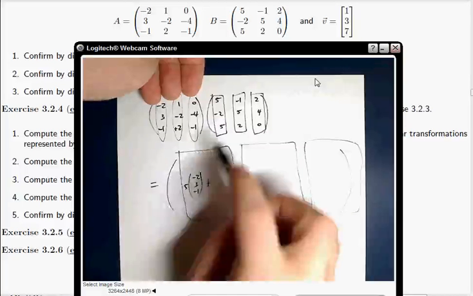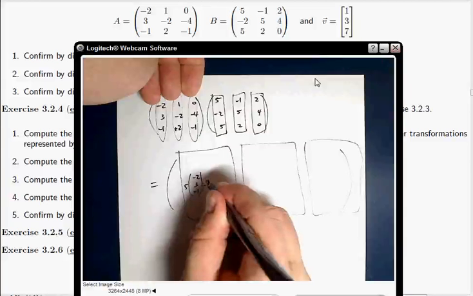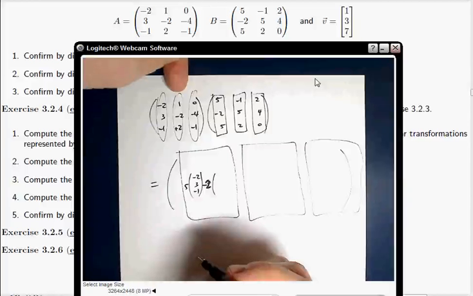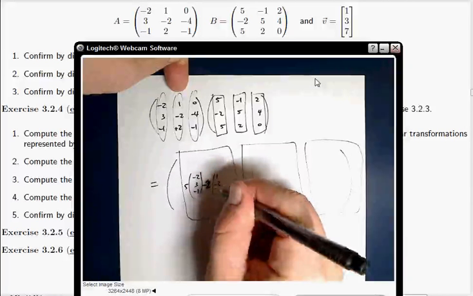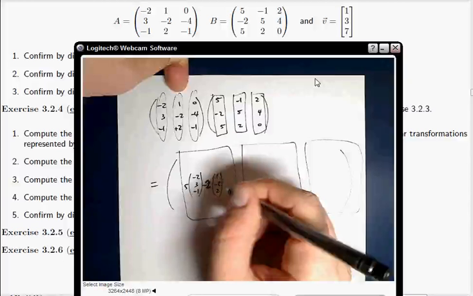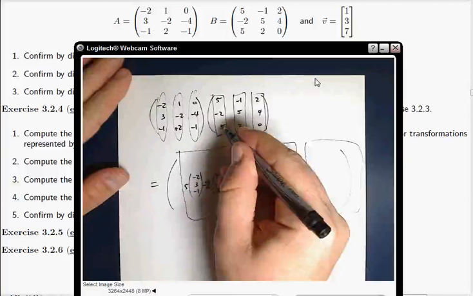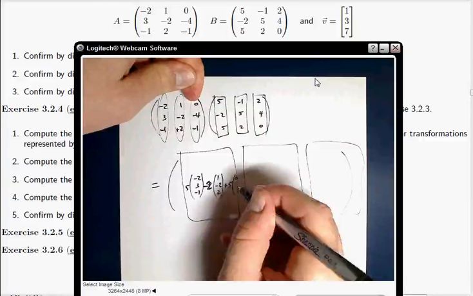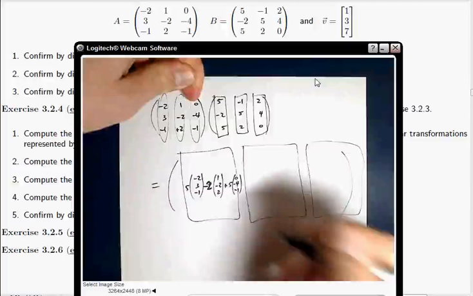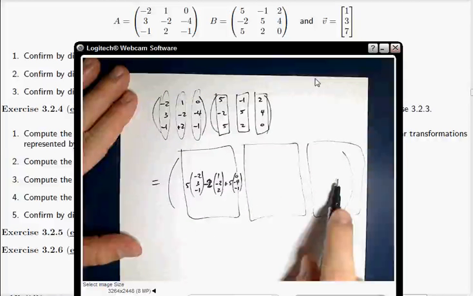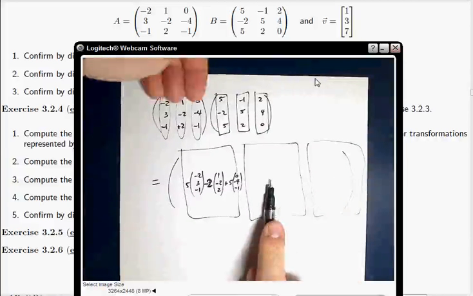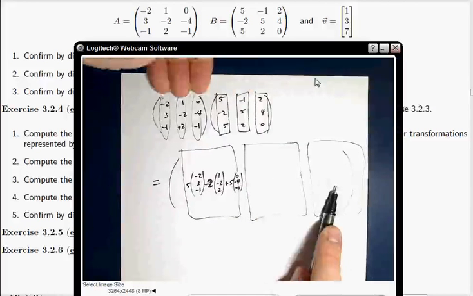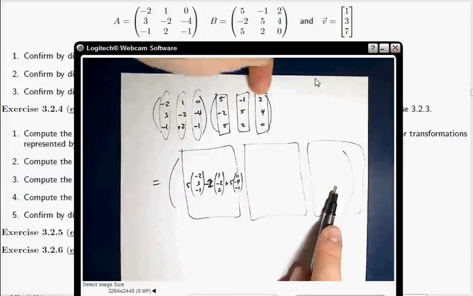And then I've got negative 2 times this second column here, which is 1, negative 2, 2. And then plus 5 times this last column, 0, negative 4, negative 1. Same sort of thing for these other 2 columns. This is going to be a linear combination of these columns using this column as your coefficients. And this one is a linear combination using that column as your coefficients. But again, you can multiply this out.